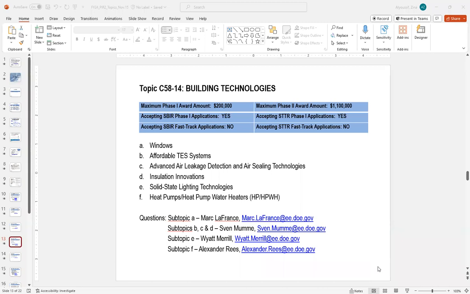Specifically for the insulation innovation subtopic, we recommend referring to the opaque envelope research report for references and prior state of the art. I can send that link out momentarily as well.